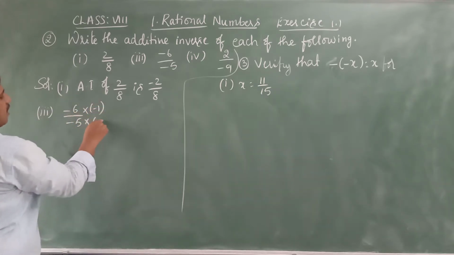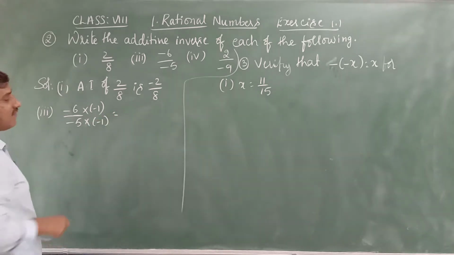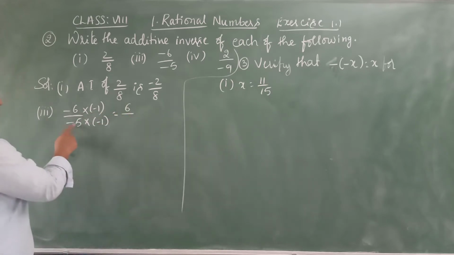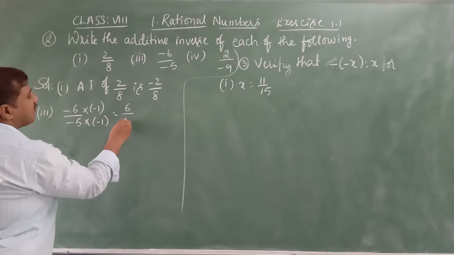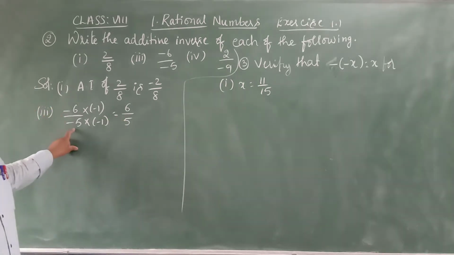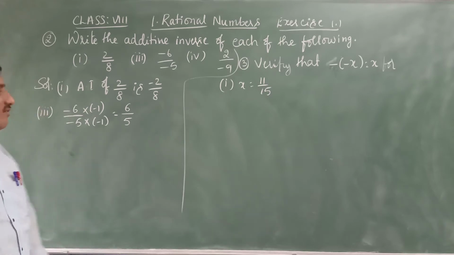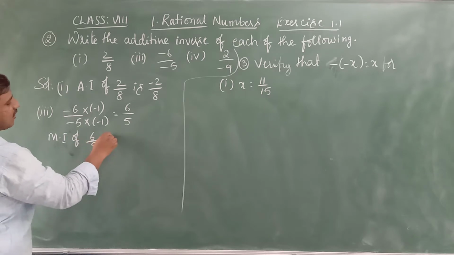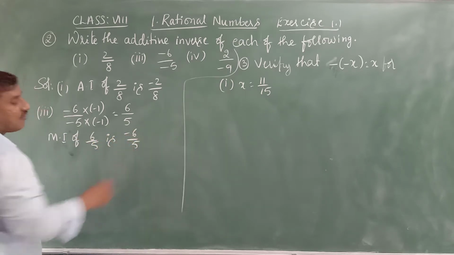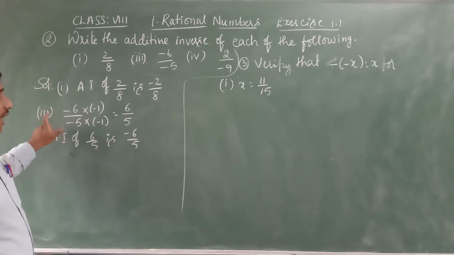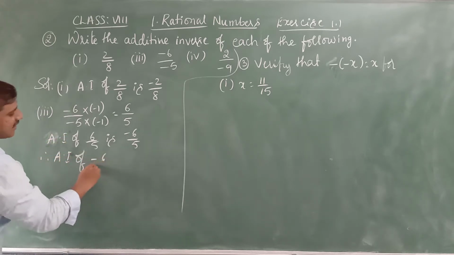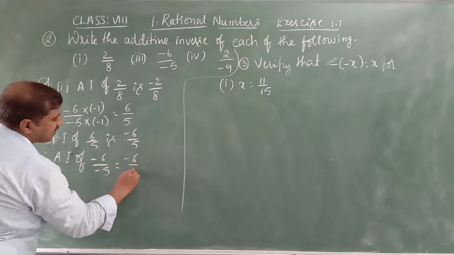So what do we get? The rational number in the standard form: minus into minus is plus, 6 into 1 is 6, divided by minus into minus is plus, 5 into 1 is 5. So minus 6 by minus 5 is equal to 6 by 5. It is in the standard form. Now the multiplicative inverse of 6 by 5 is, yes, minus 6 by 5. Sorry, not multiplicative inverse, it is additive inverse. Therefore, the additive inverse of minus 6 by minus 5 is also minus 6 by 5.